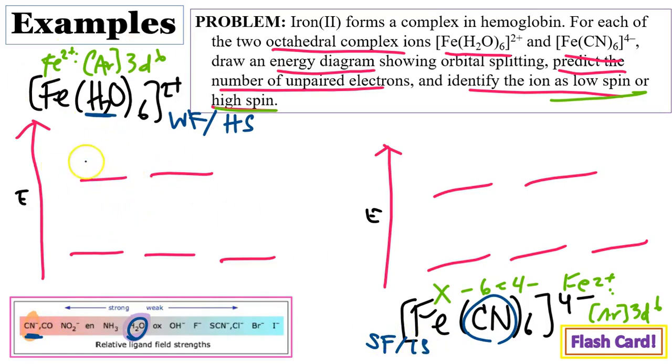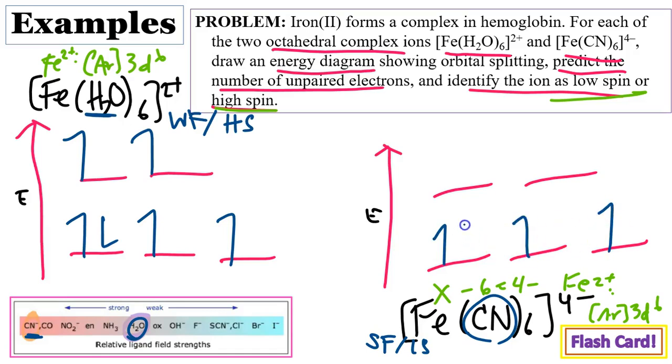High spin means we have to fill out all the orbitals first. So we have 1, 2, 3, 4, 5, and 6. Low spin means that we have to fill all the lower energy orbitals first before we go to a higher energy. So we have 1, 2, 3, okay, 4, 5, and 6. Now, what else do they want us to do? We have written our energy diagrams. We've identified high or low spin. Now they want us to tell them the number of unpaired electrons.